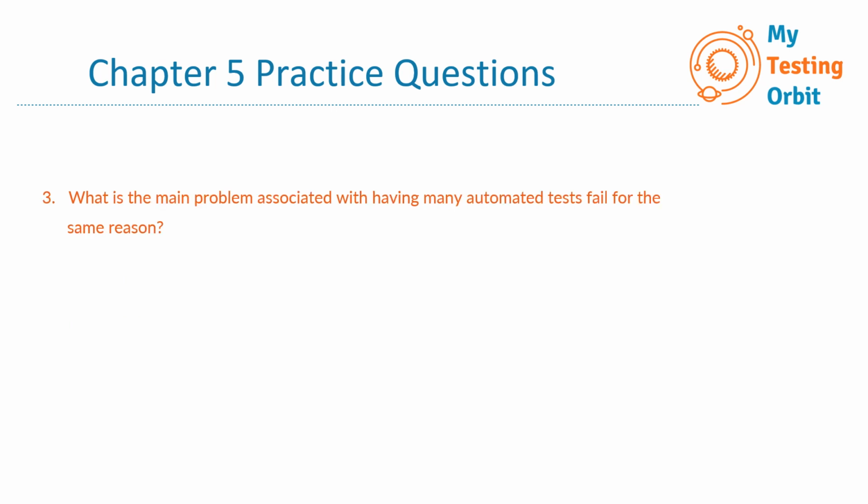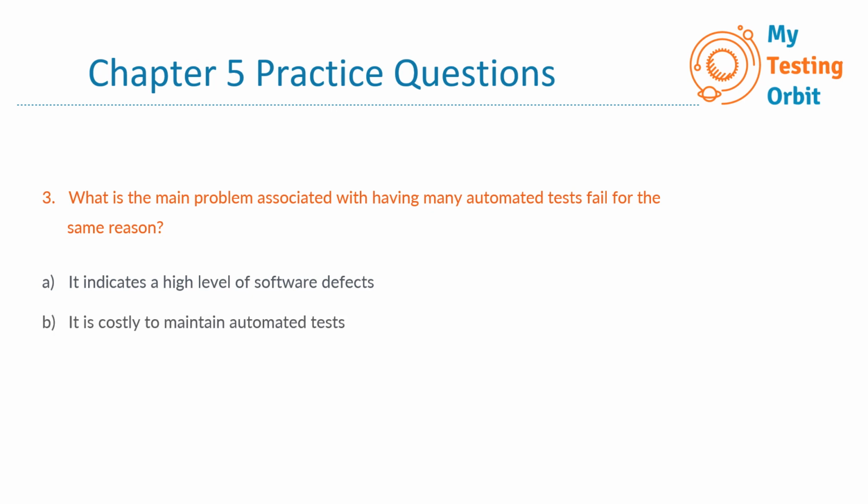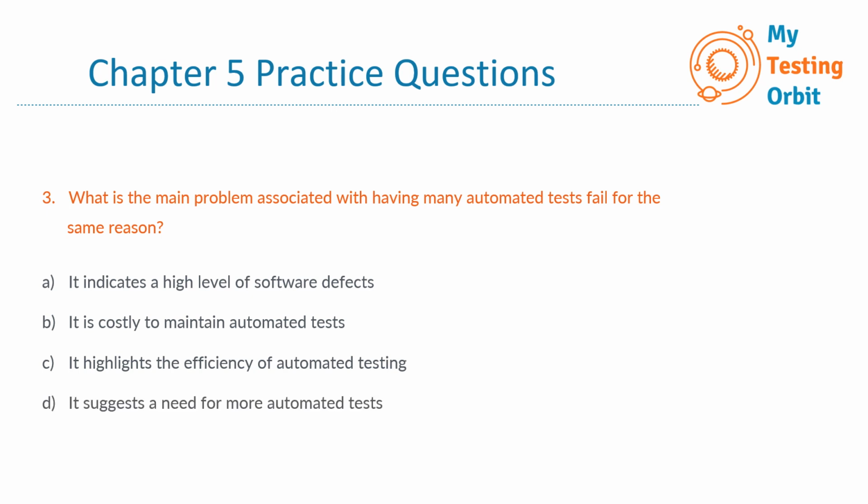Question number 3. What is the main problem associated with having many automated tests fail for the same reason? The options are A, it indicates a high level of software defects. B, it is costly to maintain automated tests. C, it highlights the efficiency of automated testing. And D, it suggests a need for more automated tests. And the correct answer is B, it is costly to maintain automated tests.